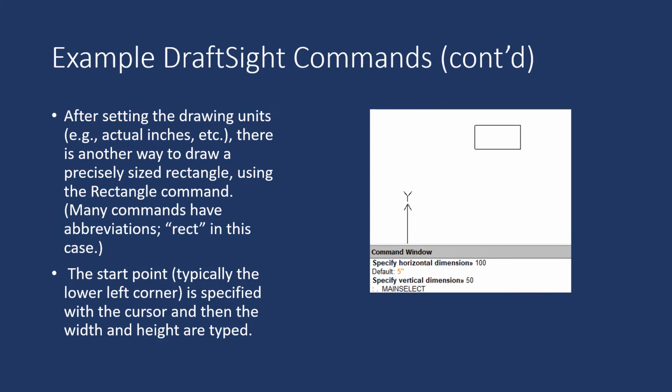Now, after setting the drawing units, for example, actual inches or millimeters, whatever you want to work in, there is another way to draw a precisely sized rectangle using the rectangle command. Many commands have abbreviations, which in this case is RECT. The start point is typically the lower left-hand corner, and it's specified with the cursor. Then you enter the width and the height. So here I have a box 50 inches high and 100 inches wide.